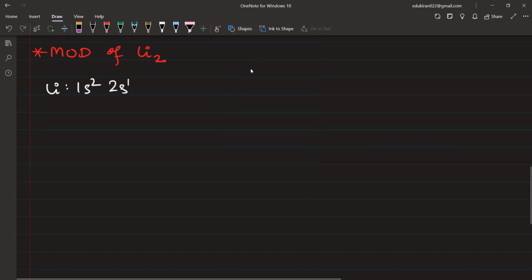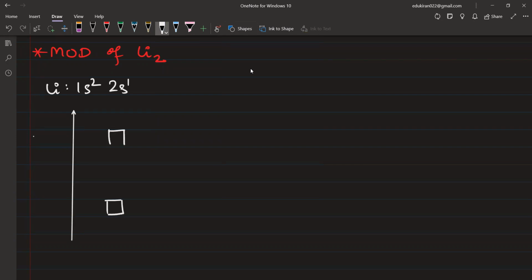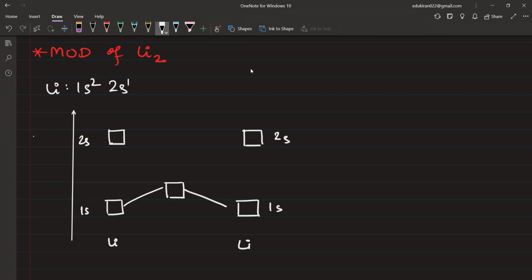And if you remember the point, I wrote that this y-axis denotes the energy, right? That means I'm going to write the 1s here, and the 2s will be here. This is your 1s, this is your 2s. This is 1s of lithium. And similarly, you are going to have another lithium atom with 2s, another lithium atom with 1s. From 1s, you are going to get 2 orbitals. 2s से भी आपको क्या मिलेगा? 2 ऑर्बिटल मिल जाएंगे.